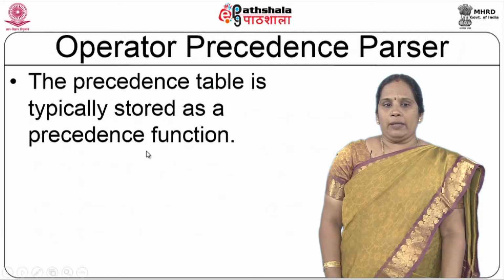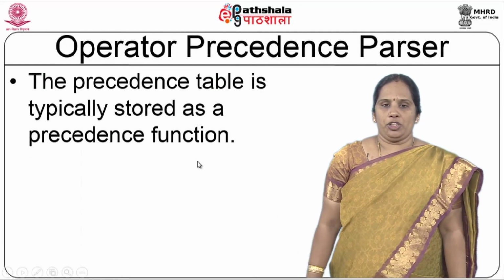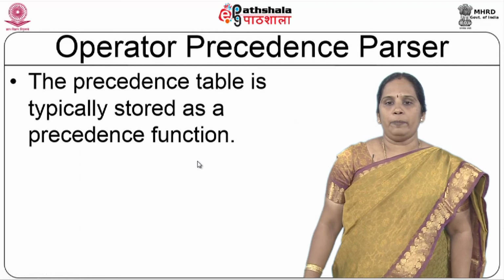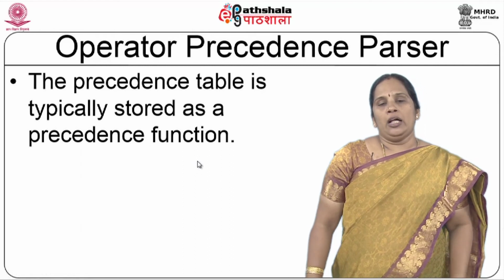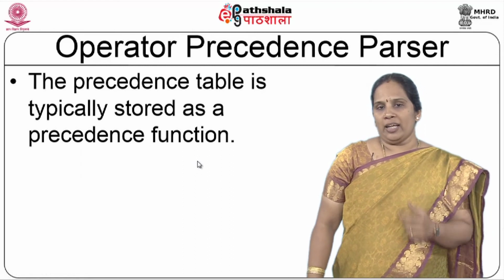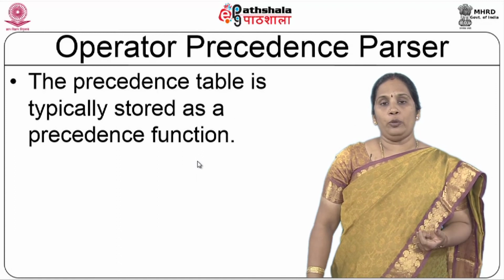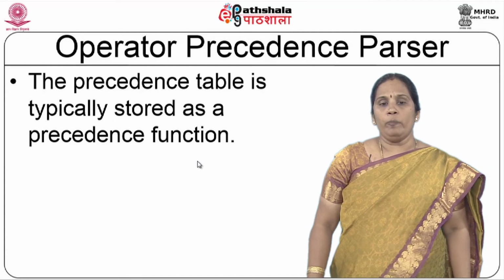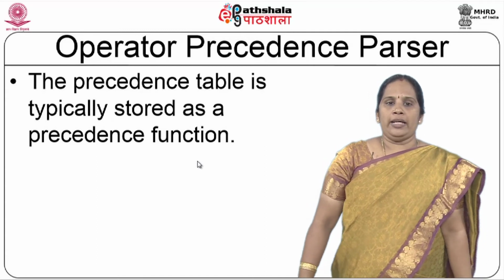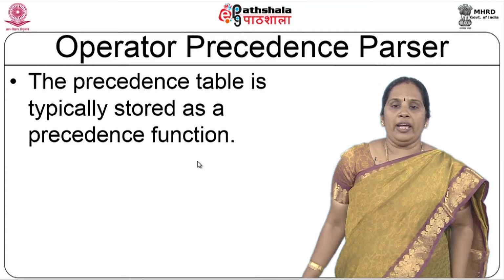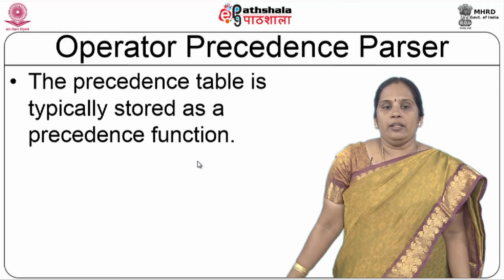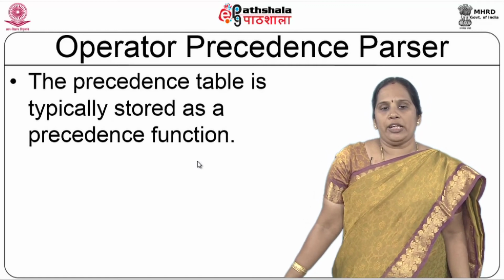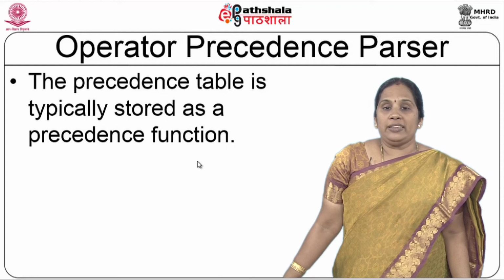The precedence table is typically stored as a precedence function. We have just seen that the precedence table is between terminals and terminals, and the table entry corresponds to the relationship, which is less than, greater than or equal to. In addition to this, there is also one more convention where the operator precedence parser stores the precedence relationship as a precedence function.